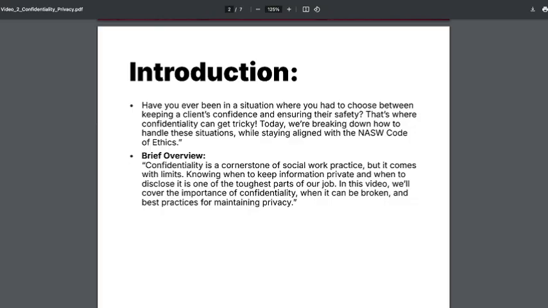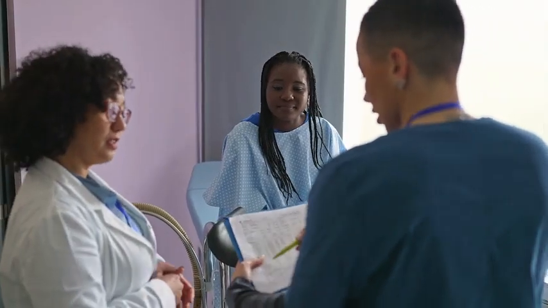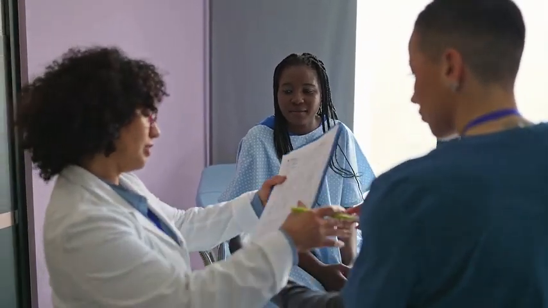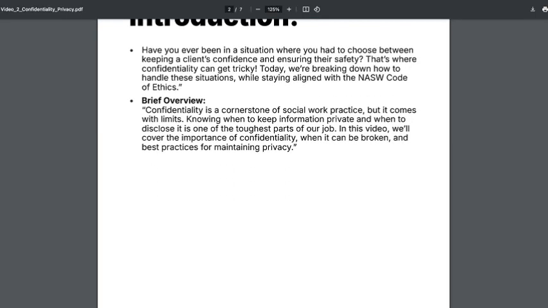Have you ever been in a situation where you had to choose between keeping a client's confidence and ensuring their safety? Now, that's where confidentiality can be tricky. So today we're going to break down how to handle these situations while staying aligned with the NASW Code of Ethics. I'm going to give you a brief overview.